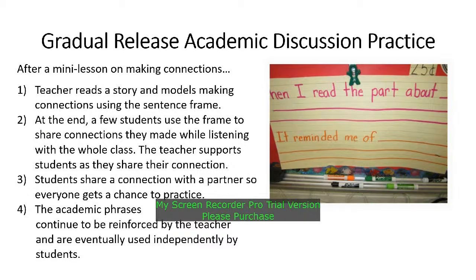At a primary level, the teaching could be as simple as this. After your mini lesson, you choose an academic phrase to help students practice the concept you just taught and model it yourself. Then, a few students have the chance to model it in the whole group discussion with support from the teacher. Next, students can use the phrase in partners to gain practice, and finally, the phrase can be used independently during classroom discussions with teacher reinforcement.